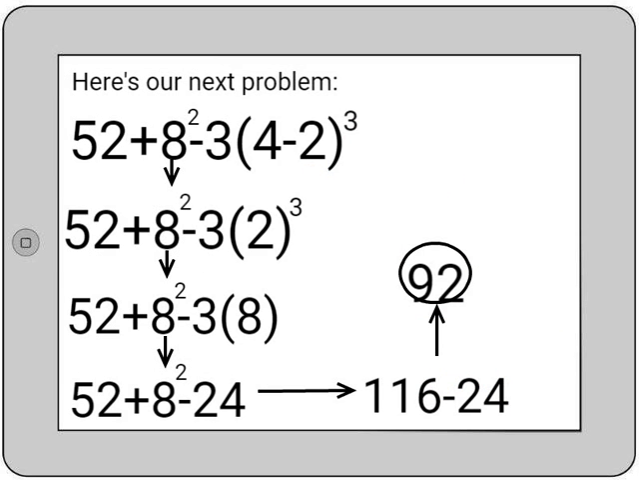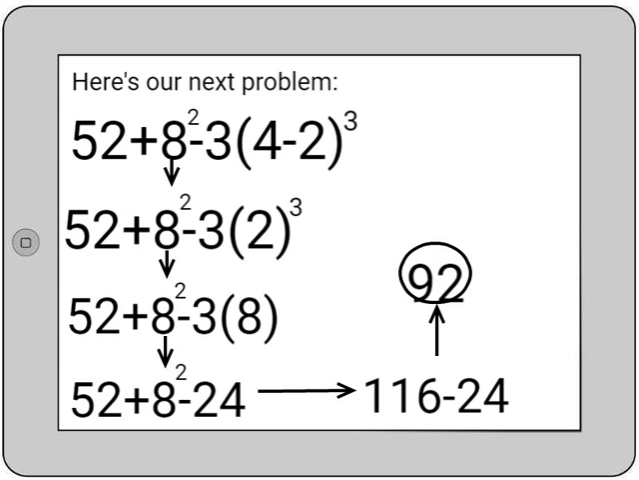Here's our next problem. 52 plus 8 squared minus 3 times (4 minus 2) cubed. Going down, it's 52 plus 8 squared minus 3 times (2) cubed. Going down, 52 plus 8 squared minus 3 times (8).